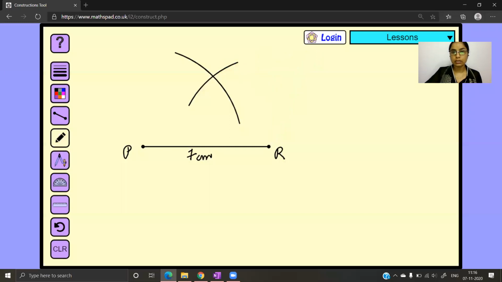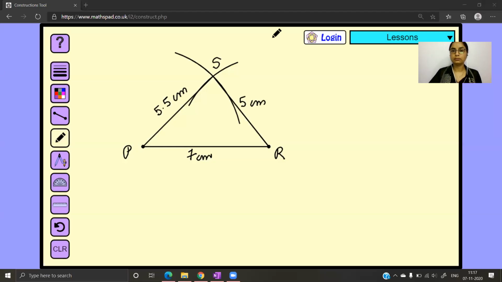So this point here is point S, where the intersection of arcs is seen. Now use your ruler to join P with S and R with S. So you will get a triangle here. So use a ruler and join these, and you can cross-check the measurements. PS was 5.5 centimeters and RS was 5 centimeters. So this is like constructing a triangle with 3 sides.